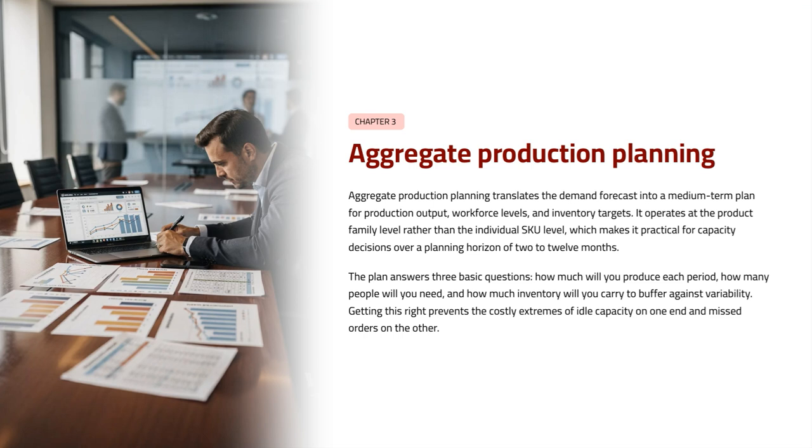Essentially, it answers 3 crucial questions: how much to produce each period, how many people are needed, and how much inventory to hold as a buffer. Getting this balance right is vital to avoid both idle capacity and missed orders, which can be very costly. The goal is to optimize resources and meet demand efficiently over the planning horizon.